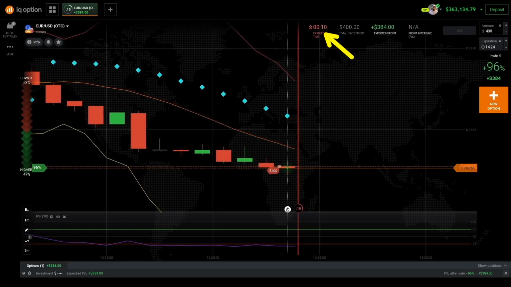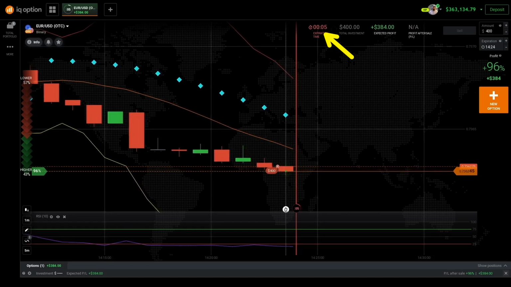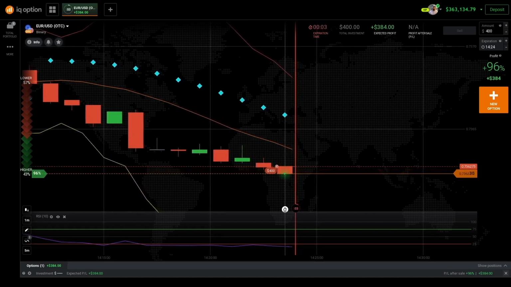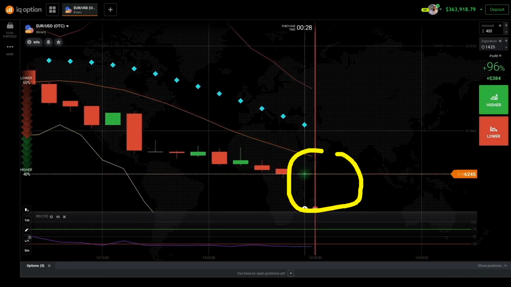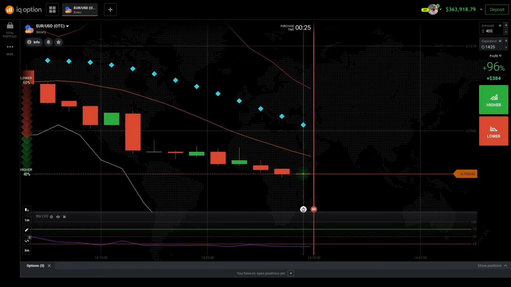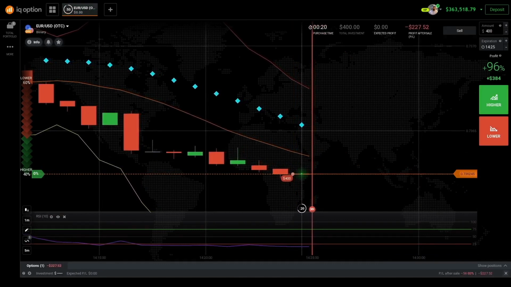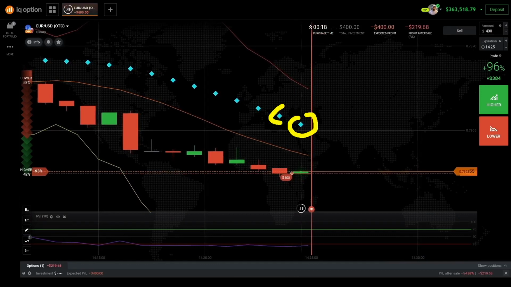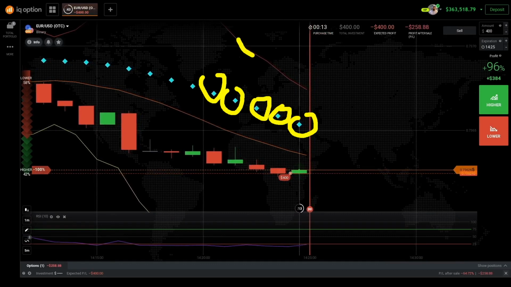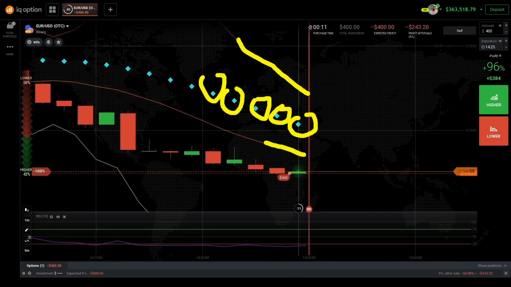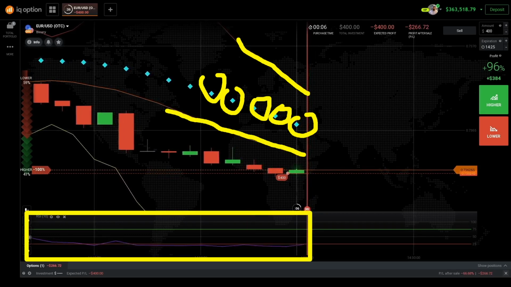So the strategy, guys, I'm using here is explained in the course in the description below. I opened this one because I'm using these three indicators: Parabolic SAR, Bollinger Bands, and here I'm using RSI.